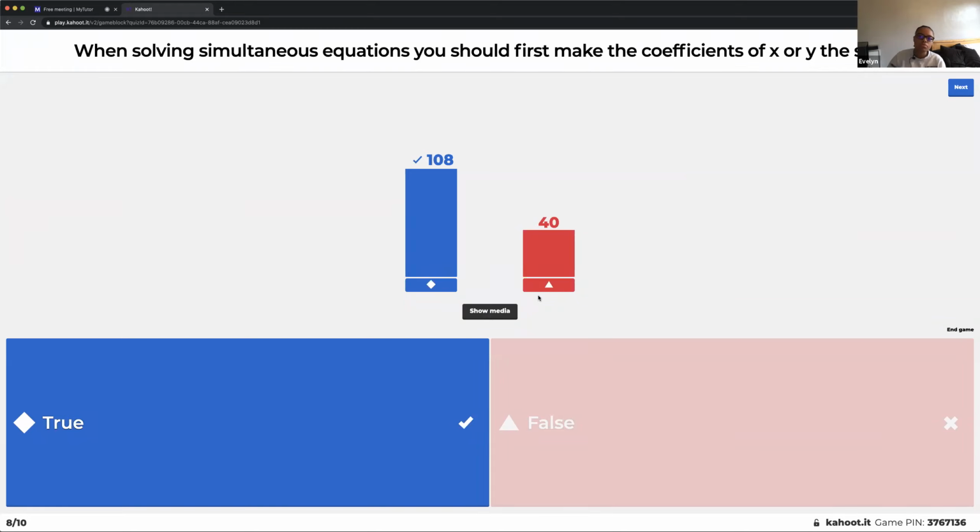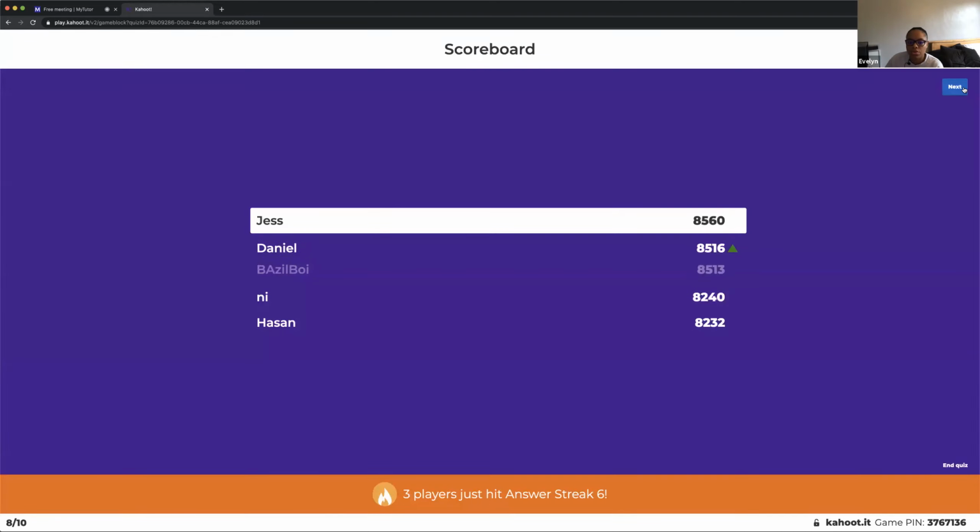Remember, you have to make sure that the number in front of the x's or the number in front of the y's should be the same first, and then you add or subtract the equations, and then you solve, and then you substitute back in. So always make sure that they are the same first. Right, well done for the top 5.